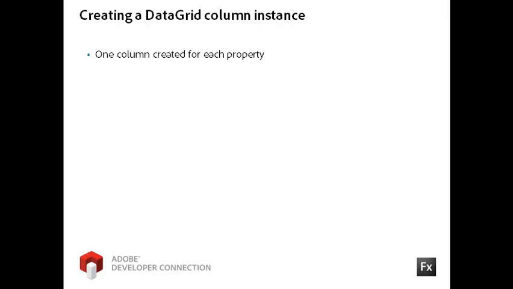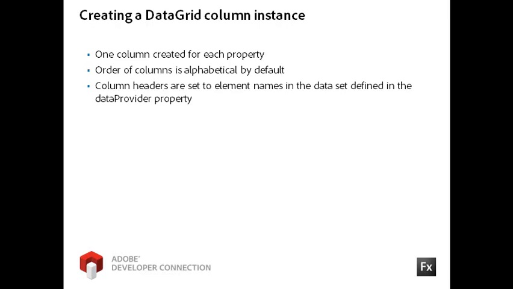Each property in the array list or array collection instance is displayed in a column of the DataGrid control. By default, the columns are displayed in alphabetical order, and the column headers are set to the element names in the dataset that you defined in the data provider property.